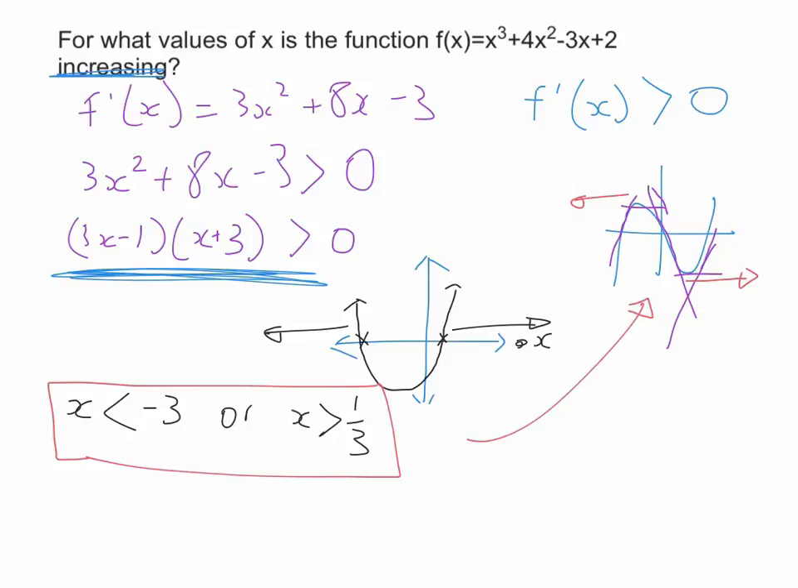We could go and set this up and find where it's decreasing. It would be between a third and minus 3, and obviously at minus 3 and a third, which would be these 2 points here, it's stationary. And we'll look more at stationary points in the coming weeks.